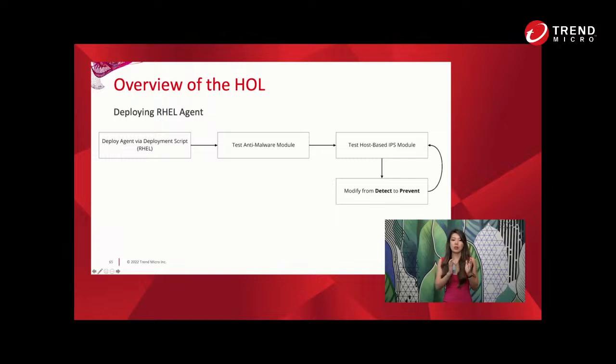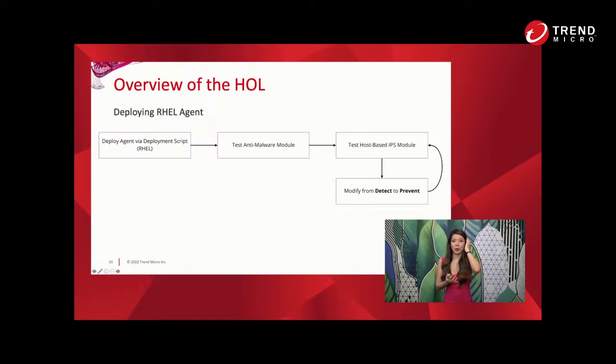Step 2 will be the deployment of the Red Hat instance. In this case, you'll be doing the deployment via a deployment script, and then we're going to test out 2 modules. The first one is the anti-malware module, which is very straightforward. And the second one, we're going to test out the host-based IPS module.